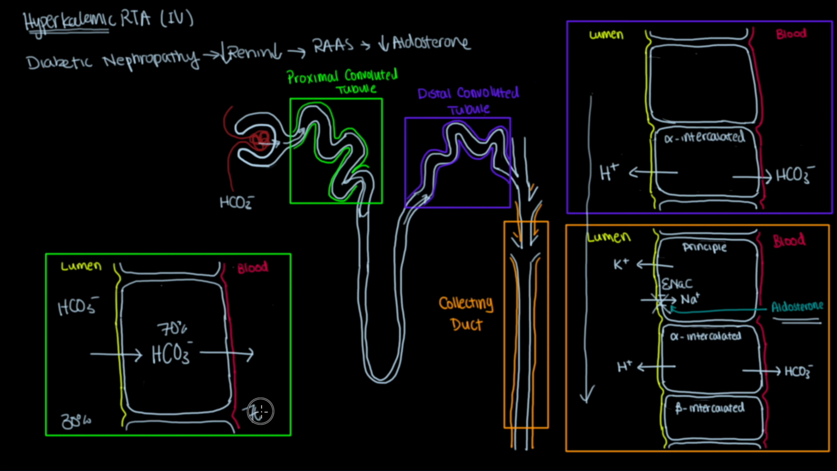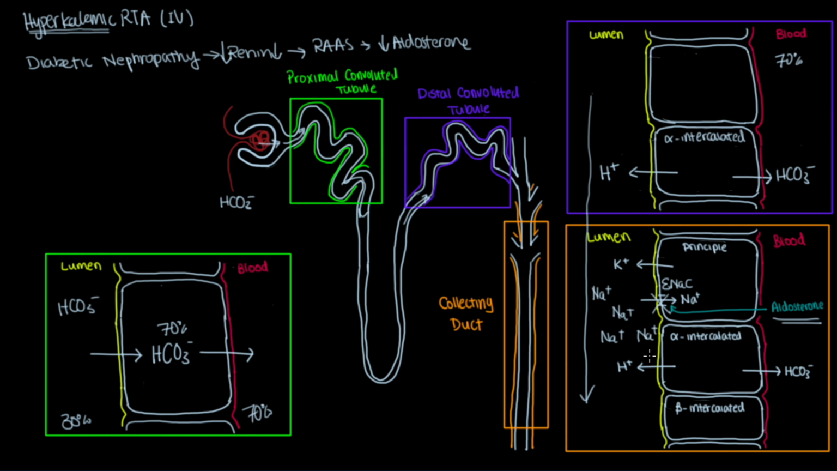And as we only reabsorbed 70% in the blood, we need to make up for it with the alpha intercalated cells. And this time, the alpha intercalated cells are working properly. However, it's getting impeded in terms of the function a little bit because of the ENaC channel. Now, what happens here in the collecting duct as a result of a reduction in the amount of ENaC channels due to the reduction in aldosterone, is that you have more sodium relative to normal that's stuck out here in the lumen.